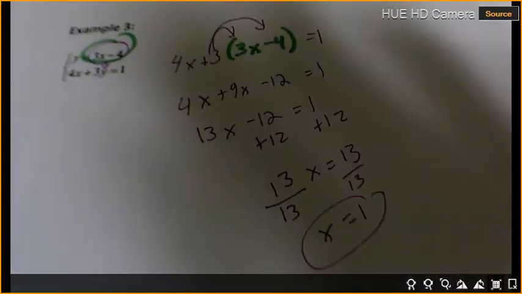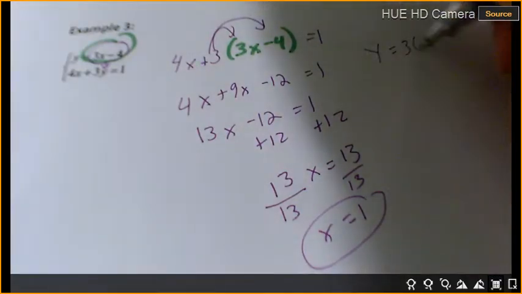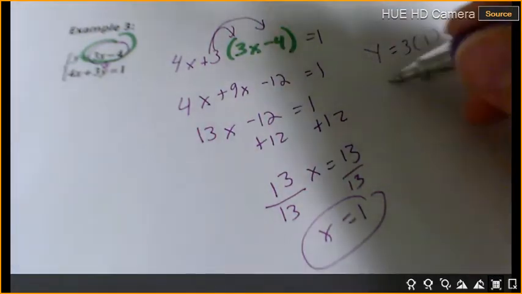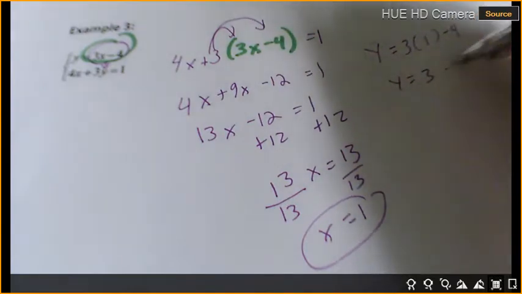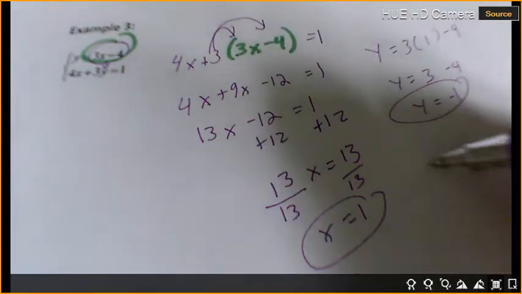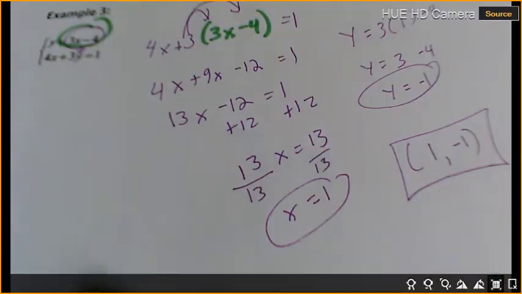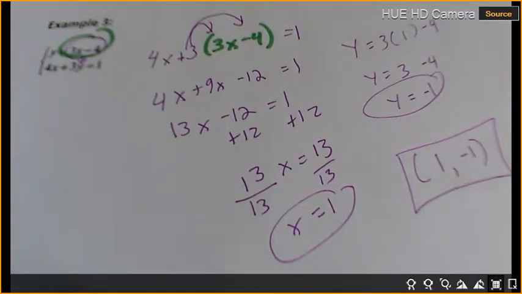Okay, now I'm going to plug it in. y equals 3 times 1 minus 4. y equals 3 minus 4. We get y equals negative 1. So how am I going to write it again? 1, negative 1 is my answer. Okay, let's flip it over.